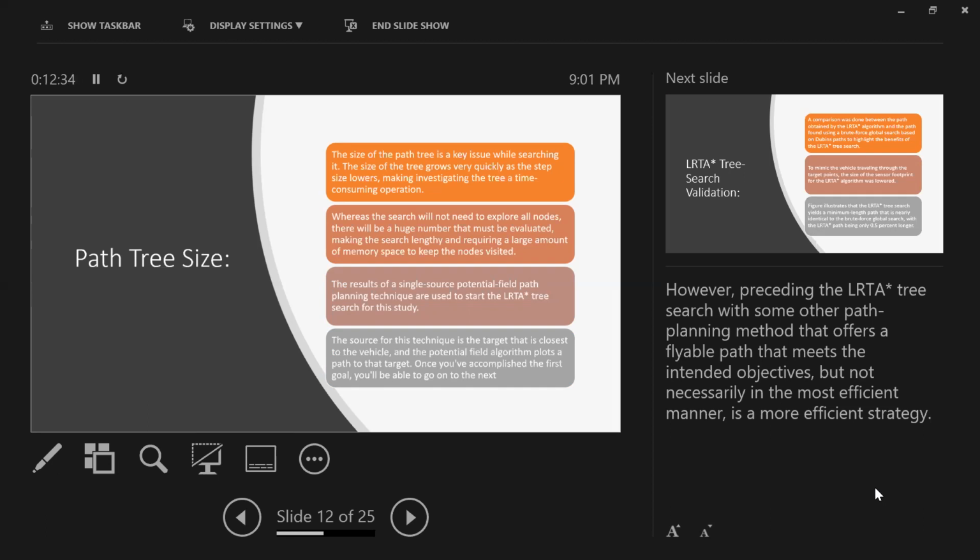And the results between the two: single nodes and potential field path planning techniques are used to start the LRTA* tree search for this study. The source for this technique is the target that is closest to the vehicle, and the potential field algorithm plots a path to the target. Once we have accomplished that first goal, you are able to go to the next node.